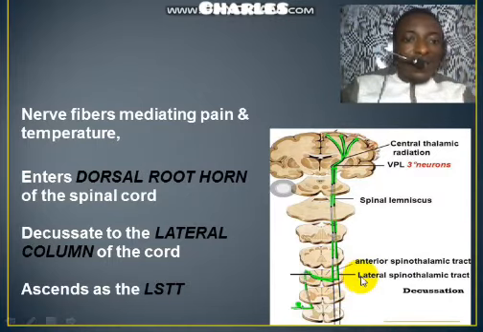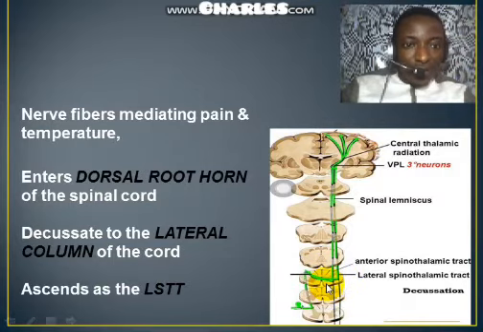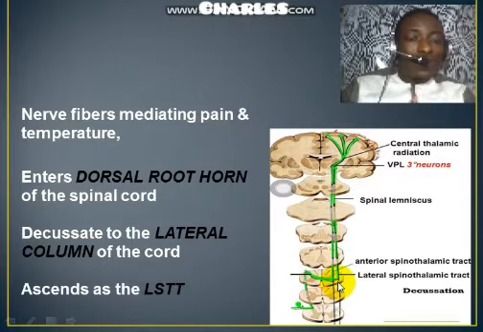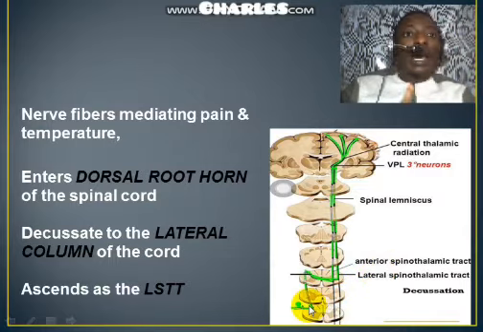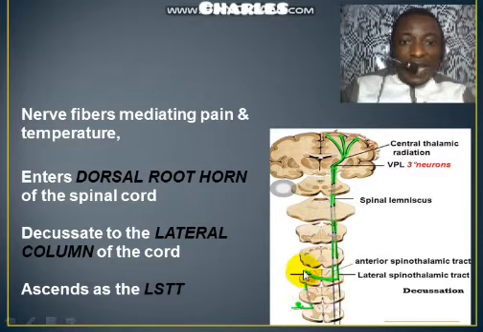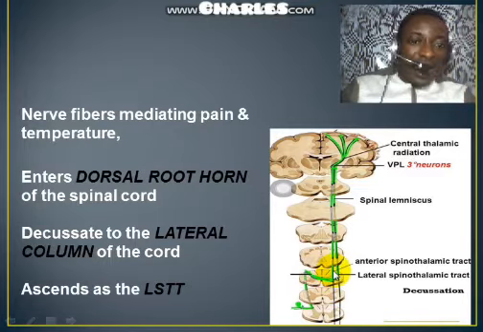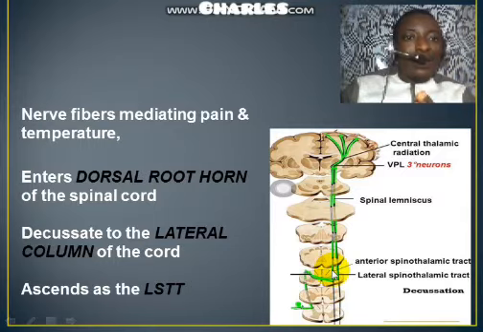If this decussation goes to the ventral column of the cord, then the name will be ventral spinothalamic tract. If it goes to the dorsal column of the cord, then the name will be dorsal spinothalamic tract. But because it enters the lateral column of the spinal cord, the name is lateral spinothalamic tract. In the same way, the anterior fiber enters through the dorsal root horn of the cord and decussates to the anterior column of the spinal cord. Hence, the name is anterior spinothalamic tract.